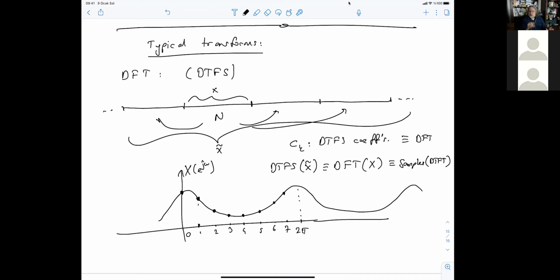So where is 2 pi? 2 pi is always excluded because 2 pi is equal to 0. So the sample at this point is the same as the sample at this point because everything is 2 pi periodic.